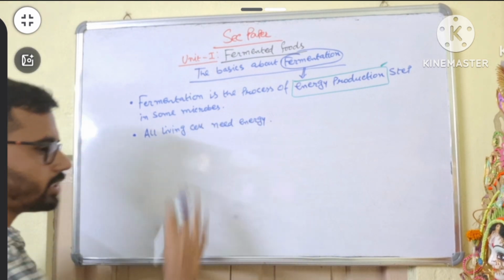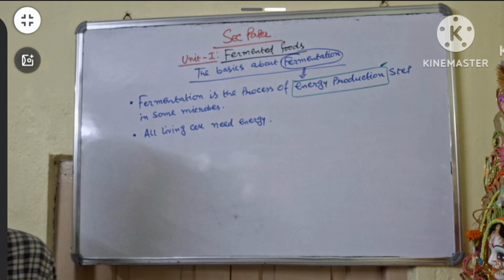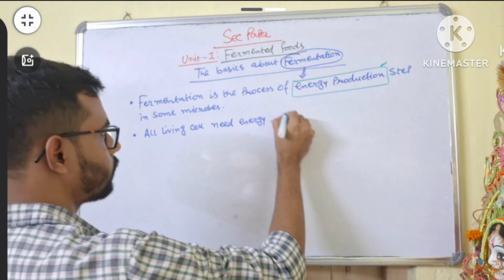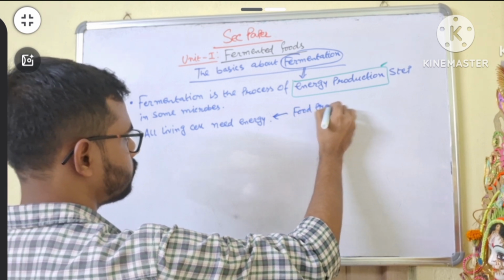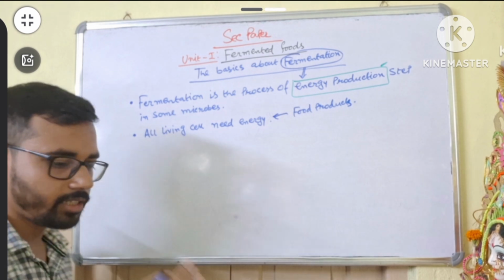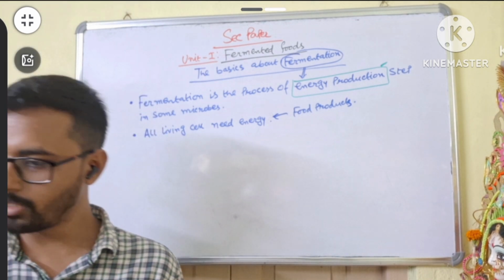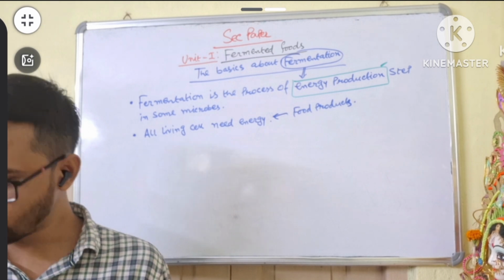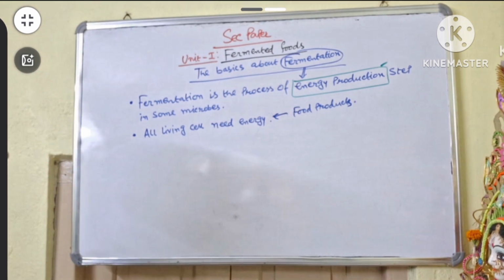And where does the energy come from? From the food products. Food products contain internal energy. You have to metabolize them and capture the energy content in the food products. And the process is called metabolism or respiration.